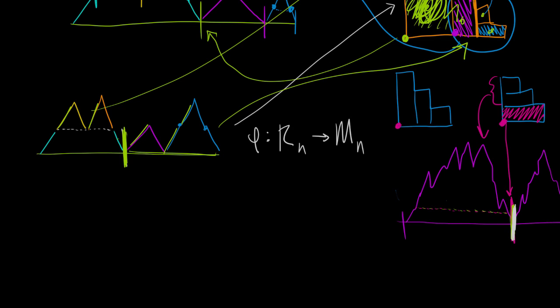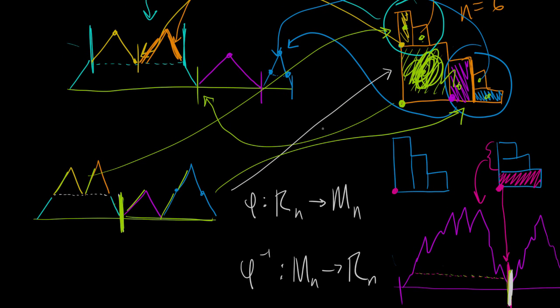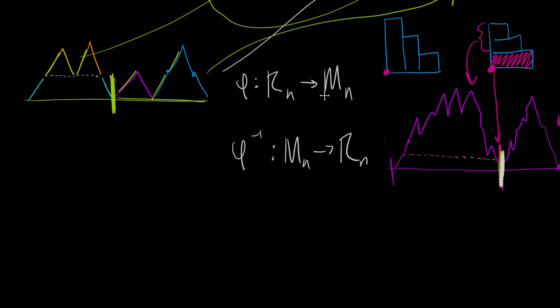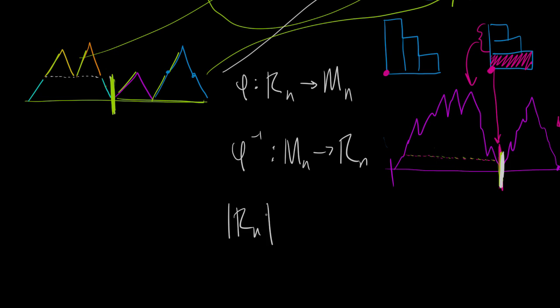The point is that we've got this bijection from Rn to Mn, and we've also found a way to invert it and go from the mountains to the rectangles. And so we've shown that these two sets are isomorphic, and correspondingly that the number of rectangle tilings is the same as the number of mountains. Pretty cool.